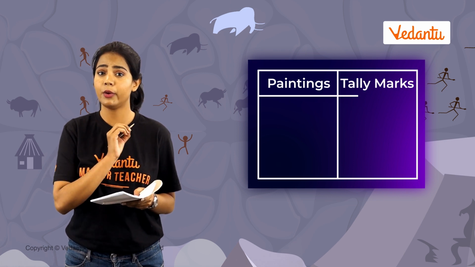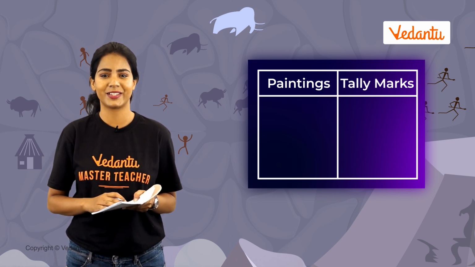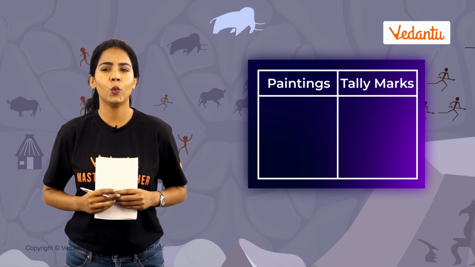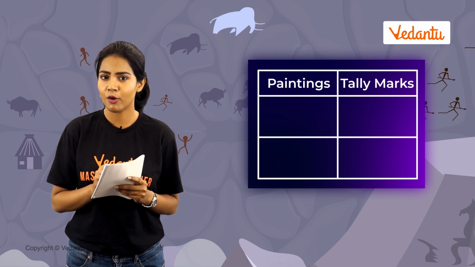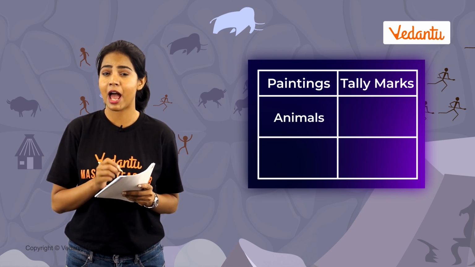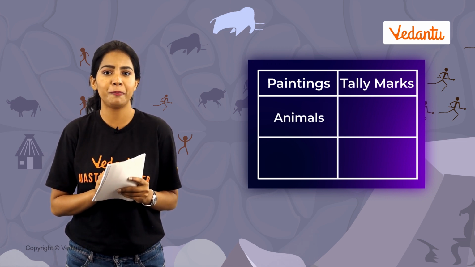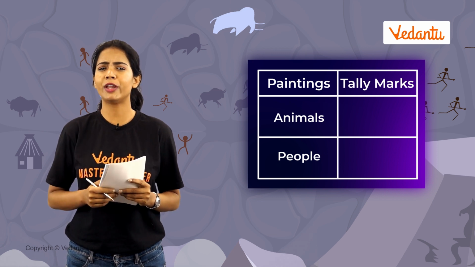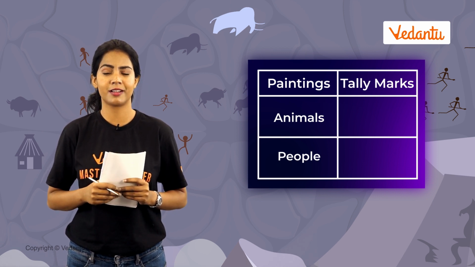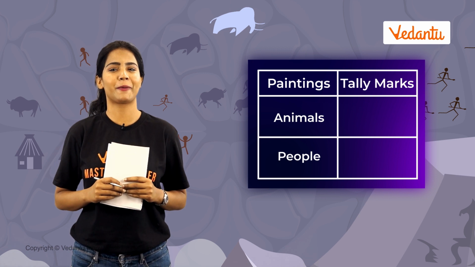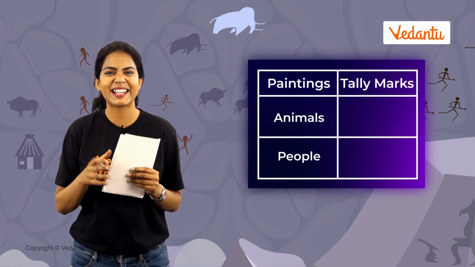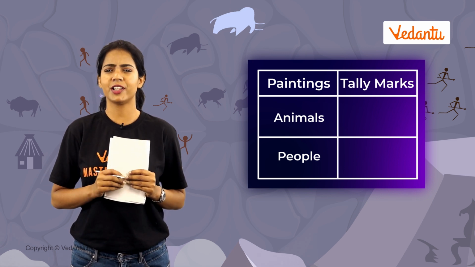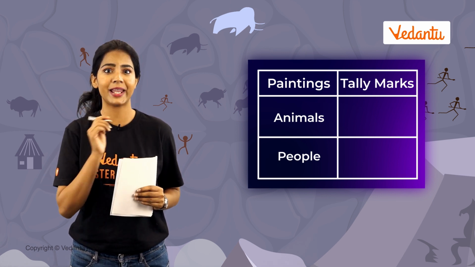Then, we create a row to name these columns. Now, we again divide the table to create 2 more rows, one for the paintings of animals and one for the paintings of people. So now when we have created our table, what would be the next step? Correct. Start counting by making tally marks. I'll just start making marks as I see the paintings.